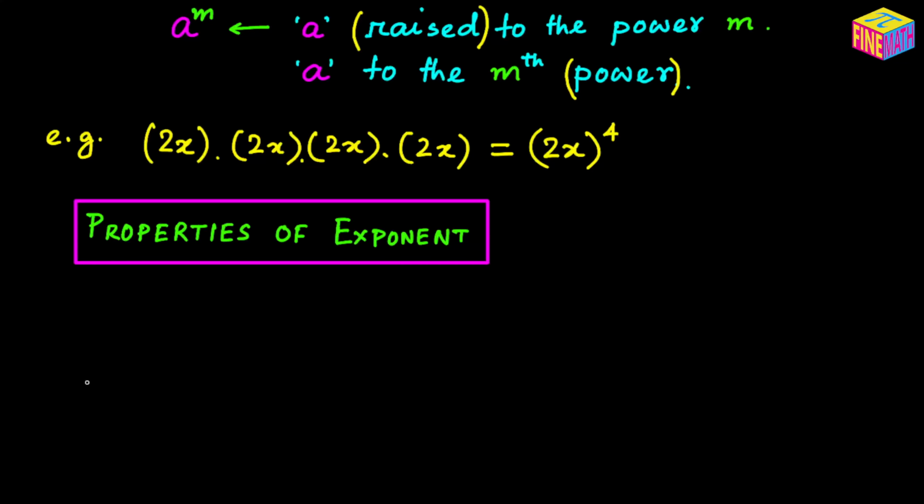So let me write it down. The first property says that if a to the power m is multiplied by a to the power n, then the product would be a to the power m plus n. The power itself will become the sum of the two little powers. So how does it work?